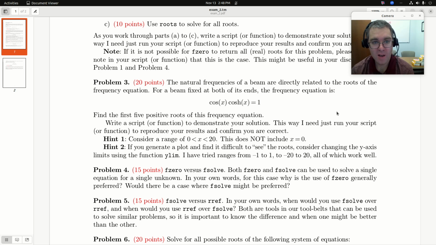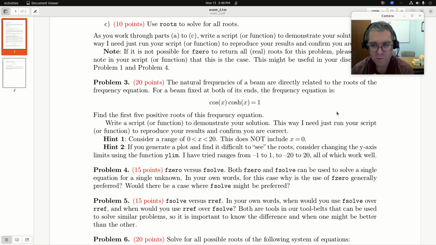All right, next, let's take a look at problem 3. The natural frequencies of a beam are directly related to the roots of the frequency equation. For a beam fixed at both of its ends, the frequency equation is this. Find the first 5 positive roots of this frequency equation.